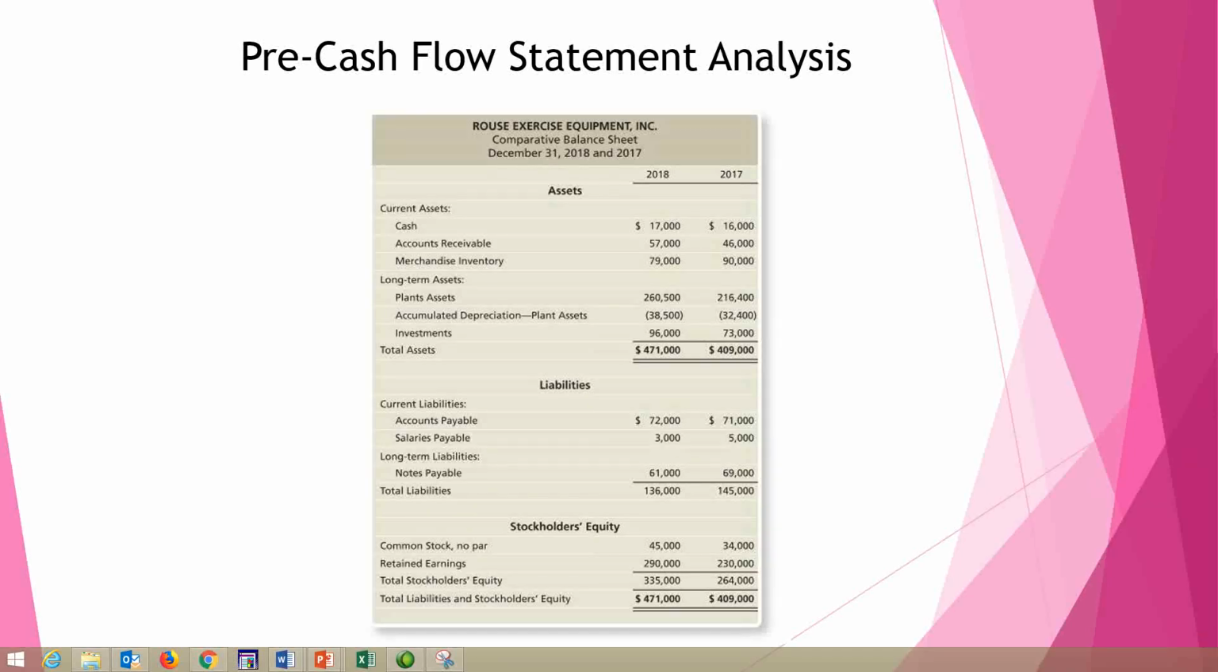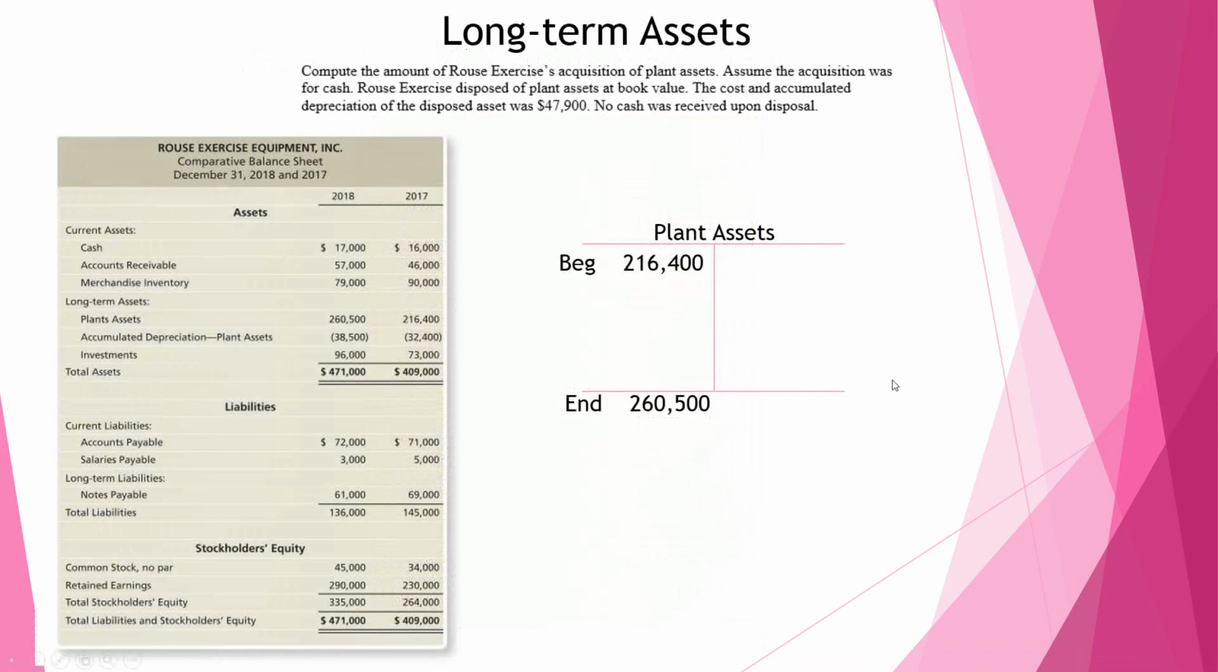One of the first things we can do to set up a statement of cash flows is to analyze some of the selected accounts. So what we have here is a comparative balance sheet for 2017 and 2018. So these will be our beginning and our ending balances. So the first account that we want to look at are any of our long-term assets.